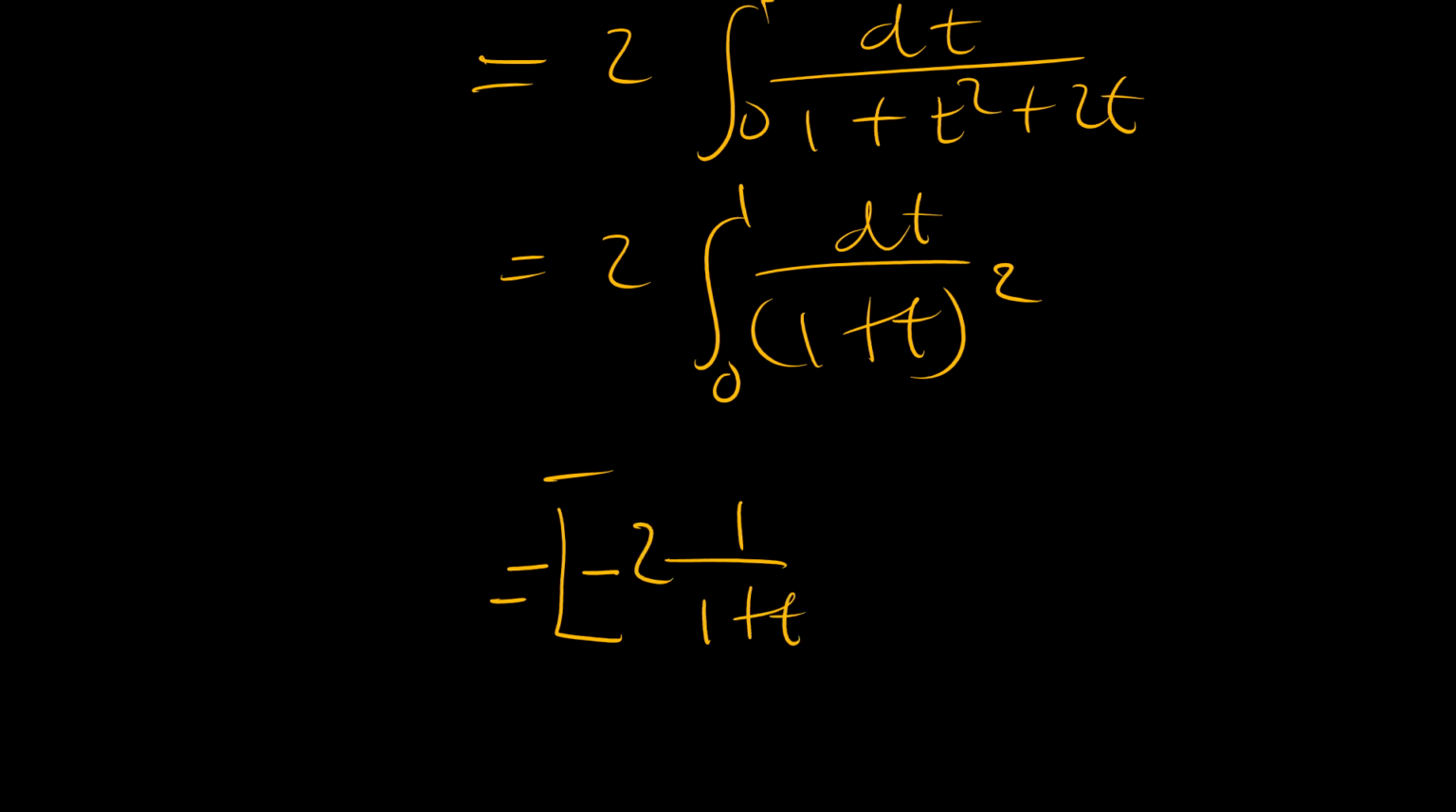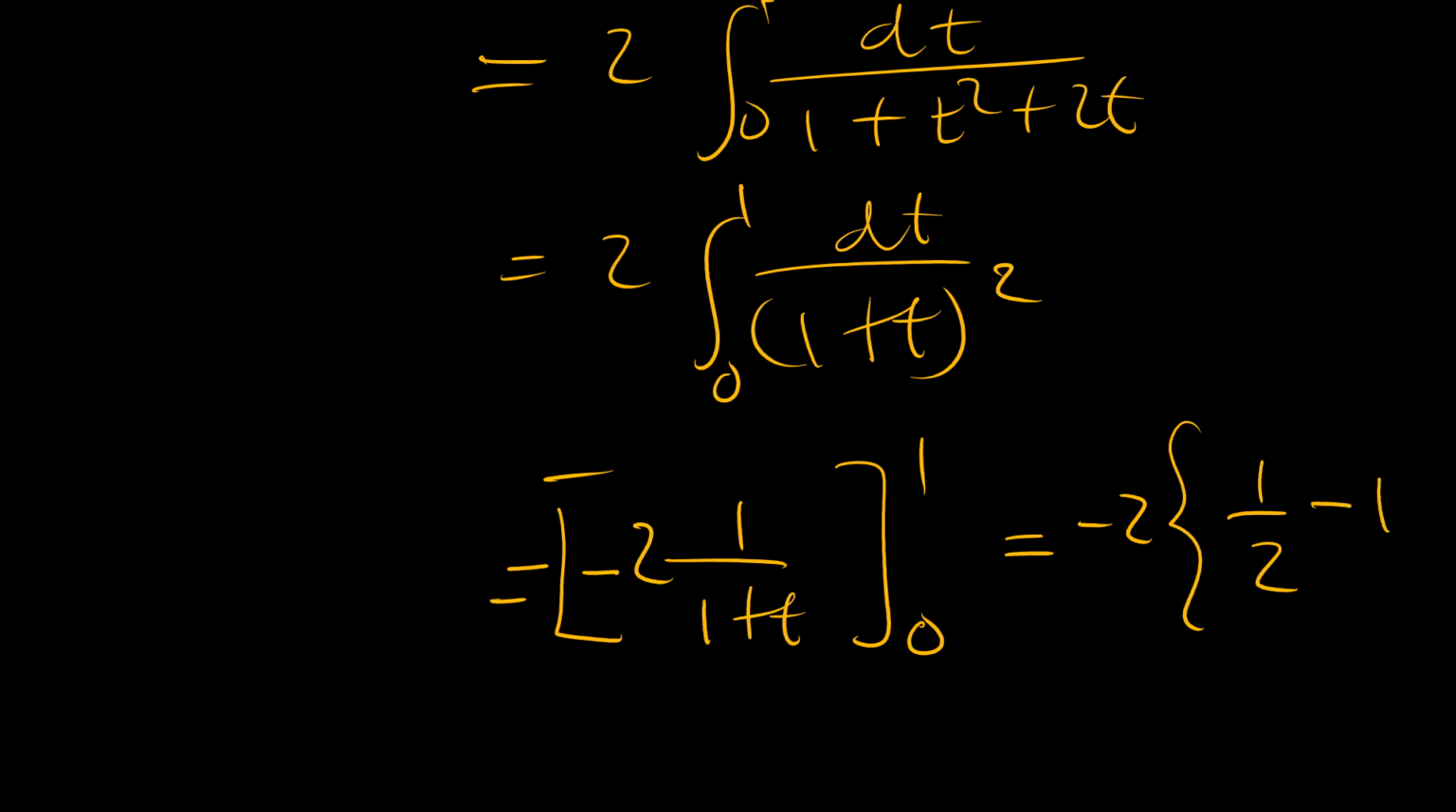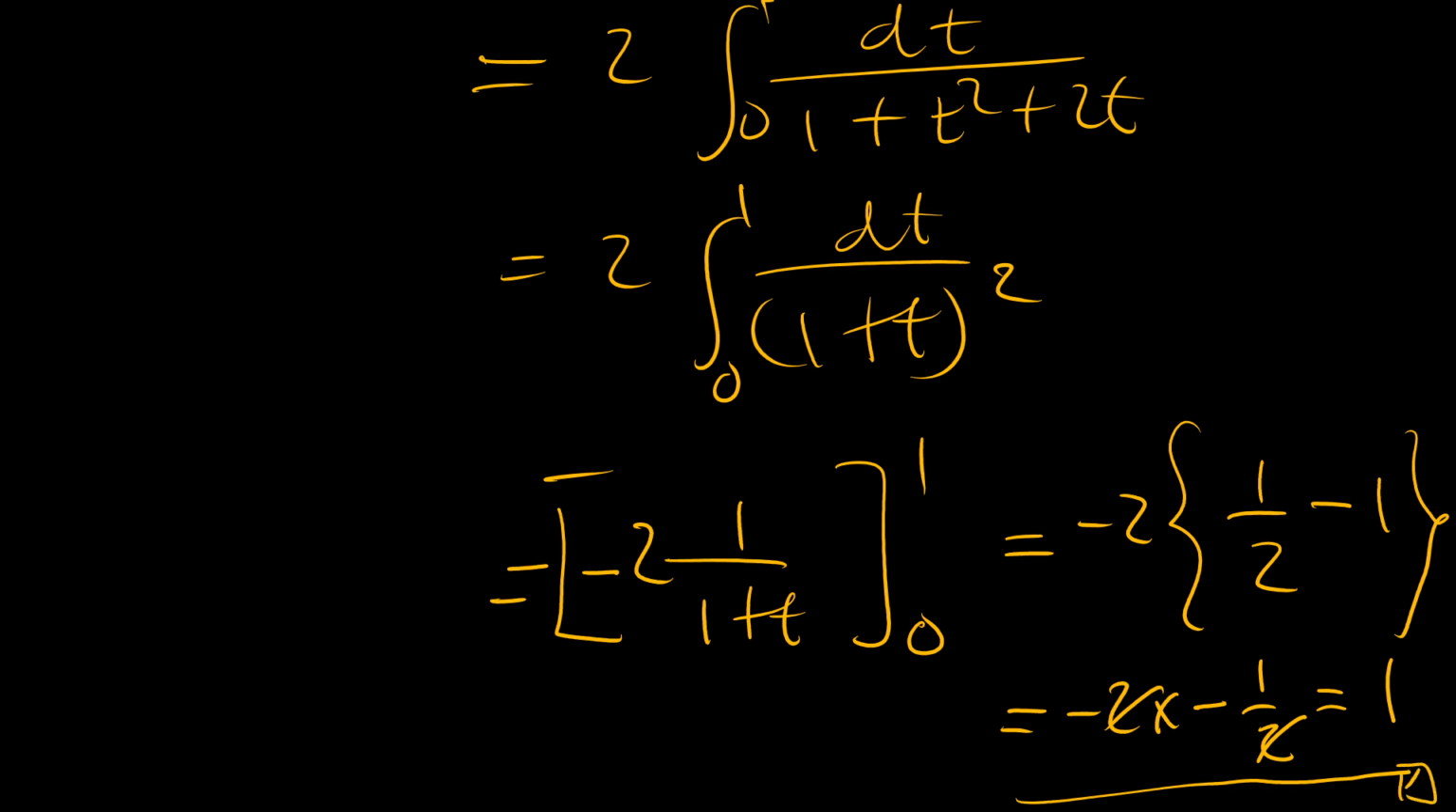There's obviously a 2 there, from 0 to 1, which means that we have negative 2 times, a half when t equals 1, minus when t equals 0, 1, which is equal to negative 2 times negative a half, which becomes 1. And ladies and gentlemen, that is our answer.